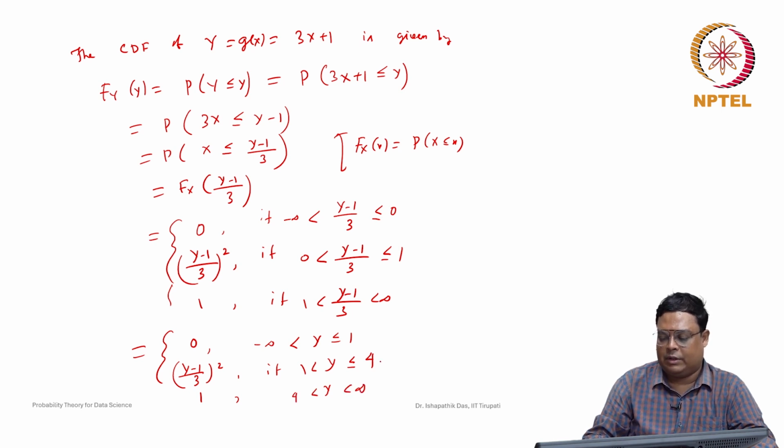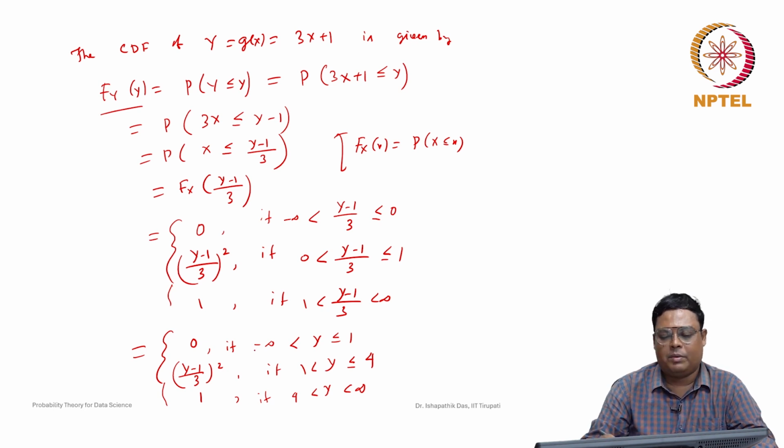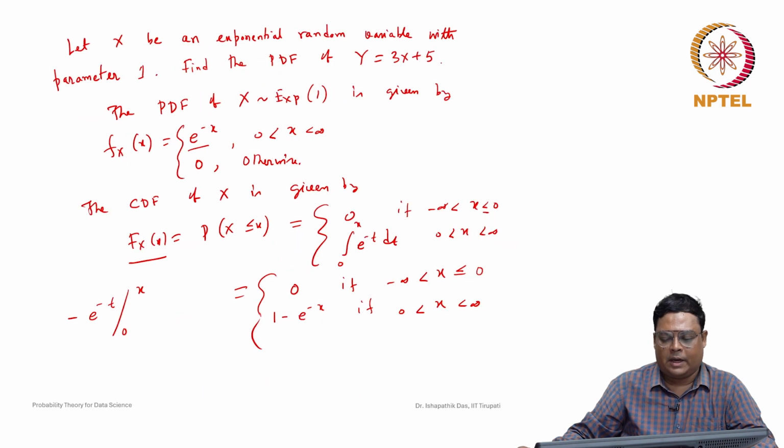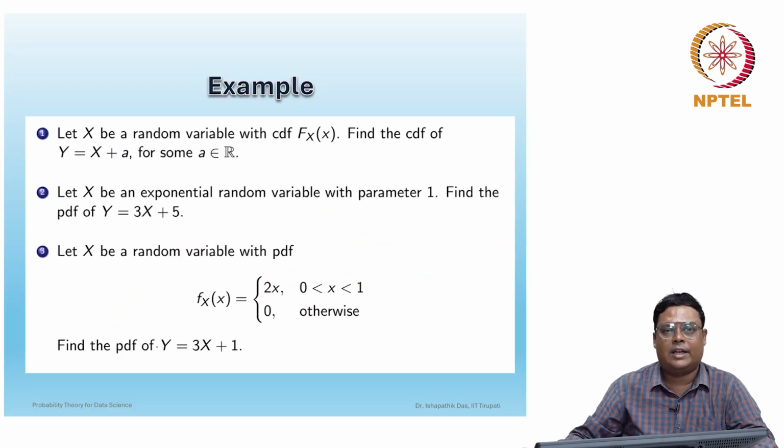So it will not change, infinity stays the same, because infinity multiplied by or added to something is infinity again. Now ((y minus 1) by 3) whole square, this is 1. Now we have to find the probability density function of y. So this is the CDF, the cumulative distribution function that we found. But it is asked that we first find the probability density function of y is equal to 3x plus 1.